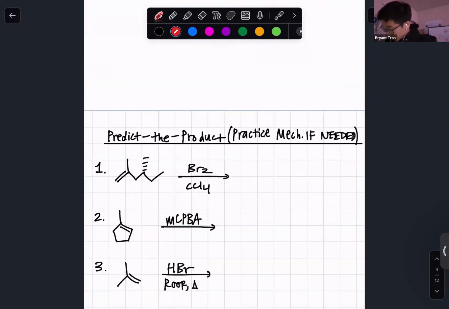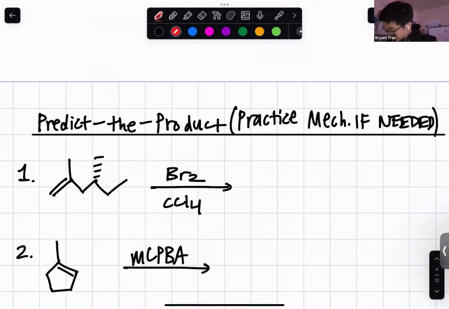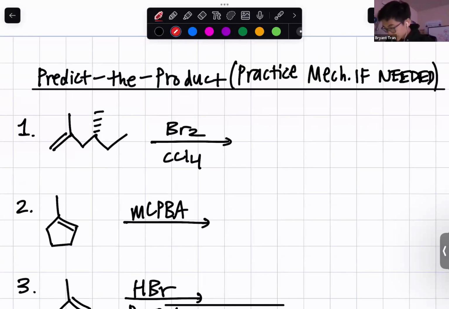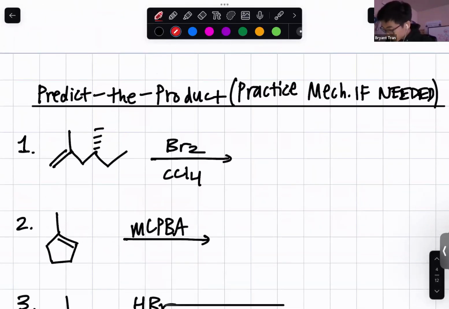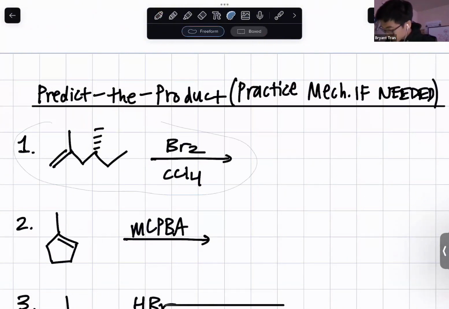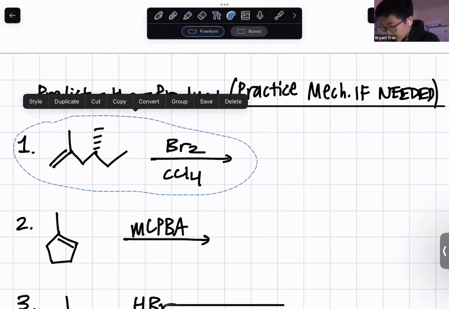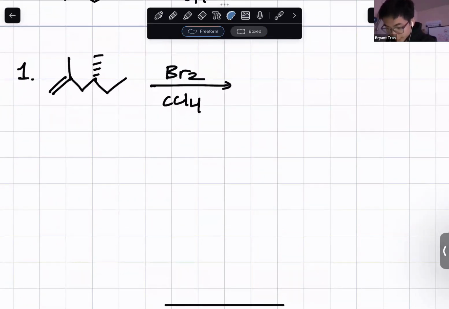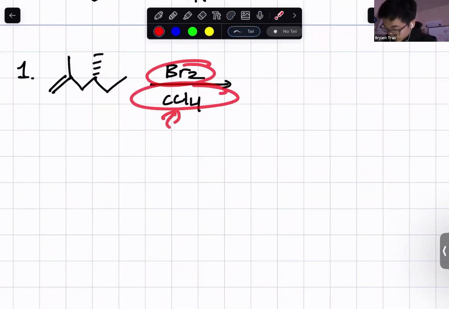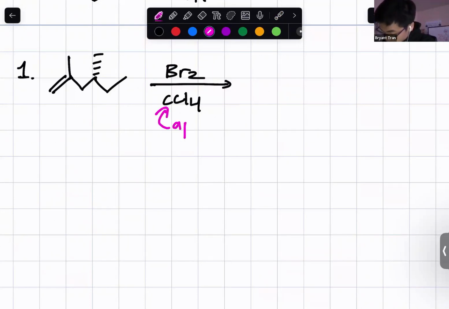Let's go on to predicted product. Let's also do the mechanism just for extra practice here. Number 1, we have this alkene reacting with Br2 in CCl4. I'm just going to walk through this. Stop me on the chat or on the mic when you guys have a question. We have Br2 here and an aprotic solvent, CCl4. This aprotic solvent would not interfere with the mechanism. It's not going to do anything in the mechanism, so we can ignore that.